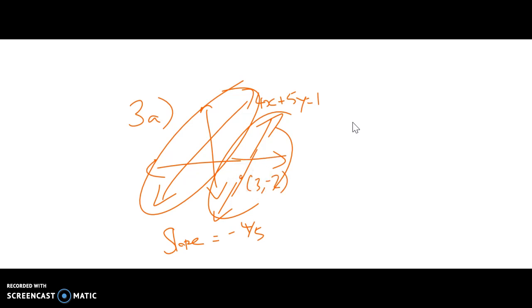Alright, you think of this in y-intercept form. That would be y equals negative 4 on 5x. Now, do you know what c is? No, you don't know what c is yet. So we're just going to put plus c.